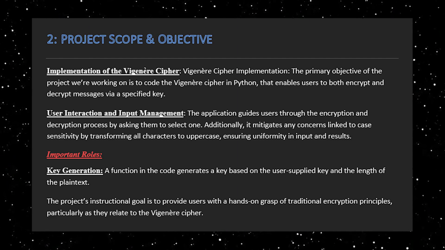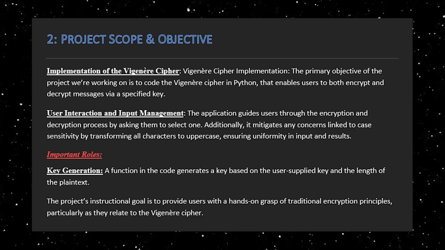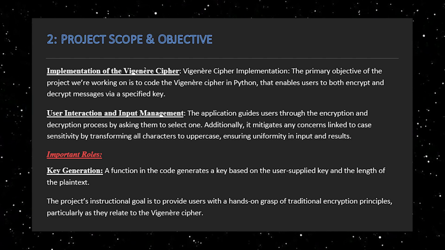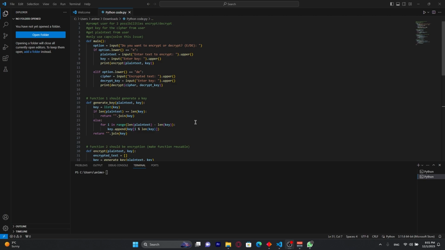Important roles. Key generation. A function in the code generates a key based on the user's supplied key and the length of the plain text. The project's instructional goal is to provide users with a hands-on grasp of traditional encryption principles, particularly as they relate to the Vigenere cipher.